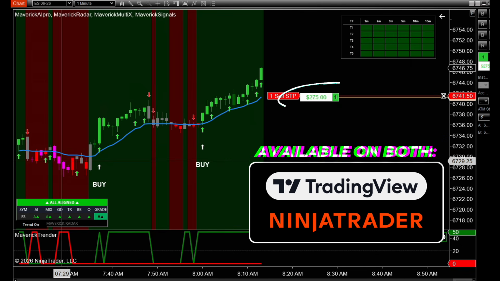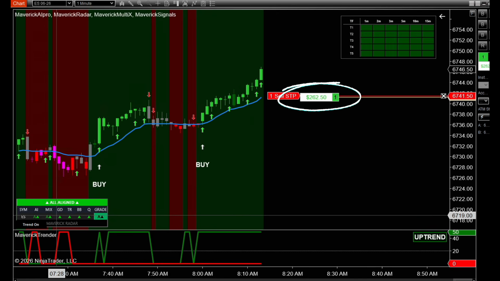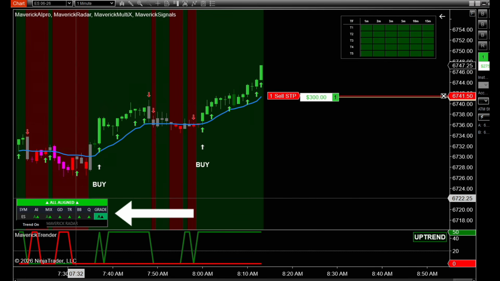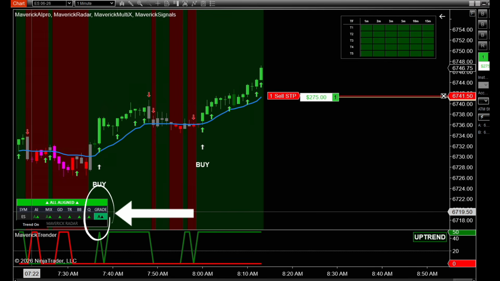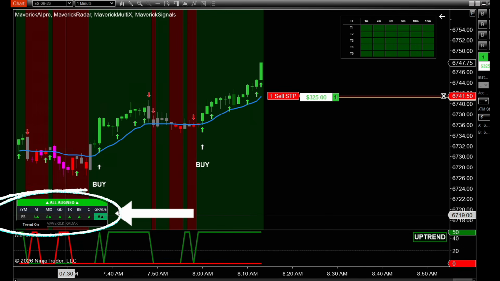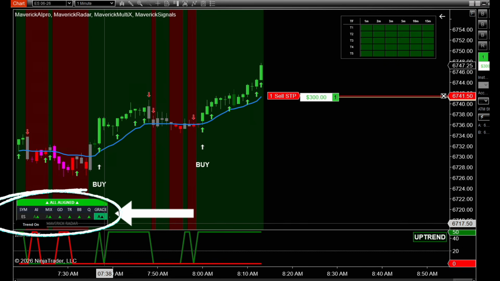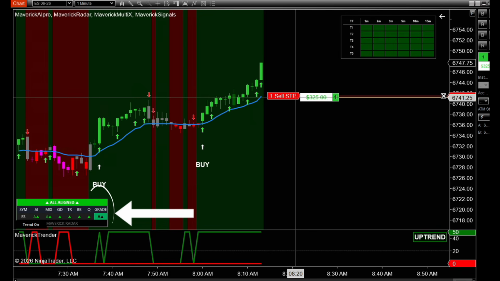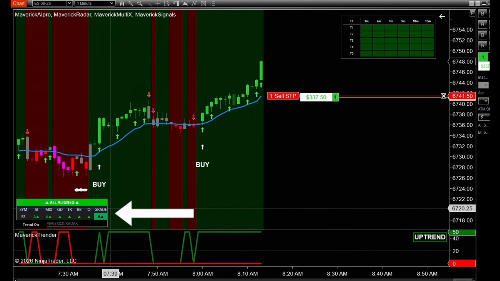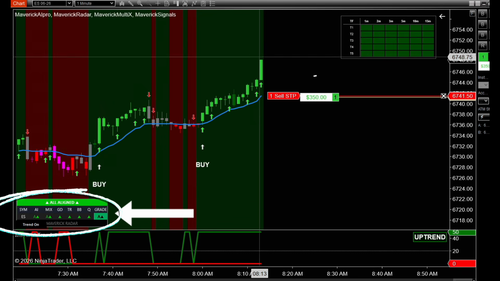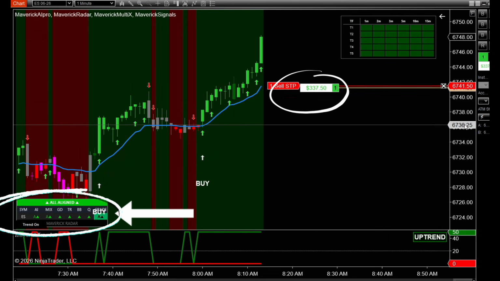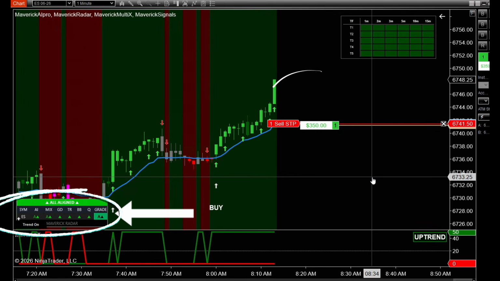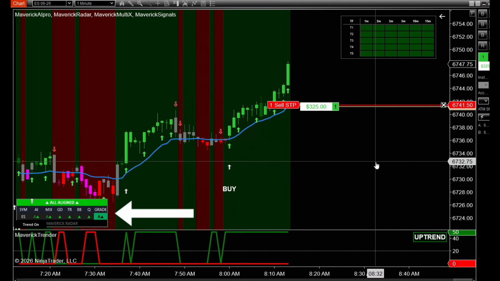Look, we're up $250 on only one contract. The Maverick Radar gave us an A+ setup. This is going through our entire checklist of everything we look for to take a trade, and it's telling us, do we have an A+ setup to the upside, a B setup, or no setup? And look what happens when you have an A+ setup. Folks, I'm in one contract and we're up over $300. Way to kick off a Monday.